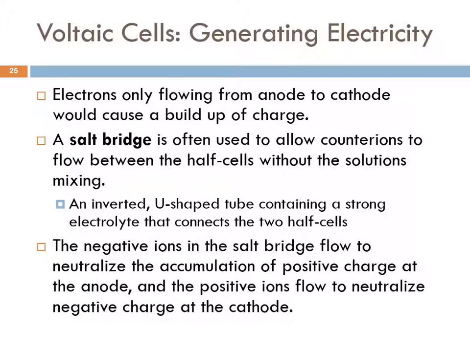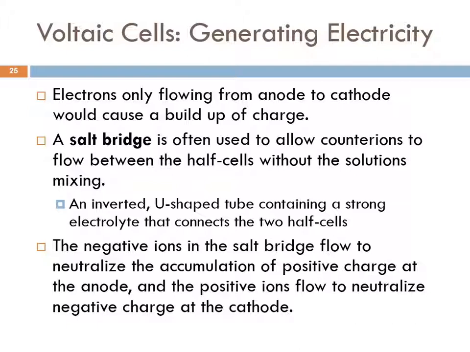Because if we had all of this happening in one beaker, the electrons would not go through the wire. And then what's the point, right? We have to keep them separate so that we can use them going through the wire to light a light bulb or do whatever we want.